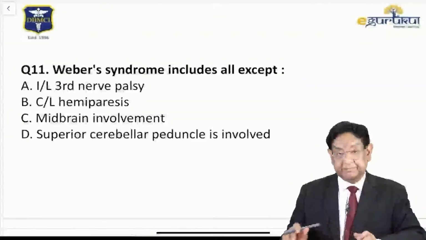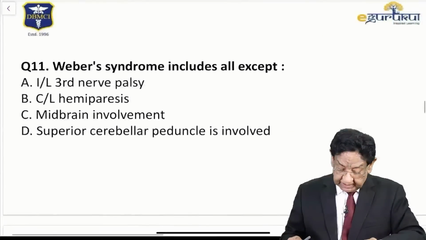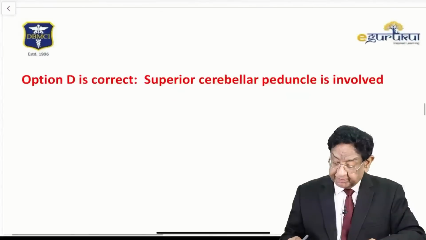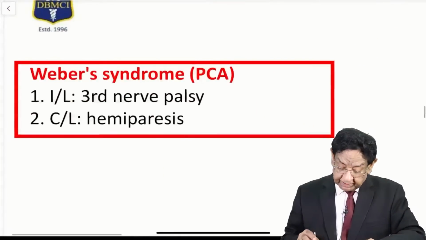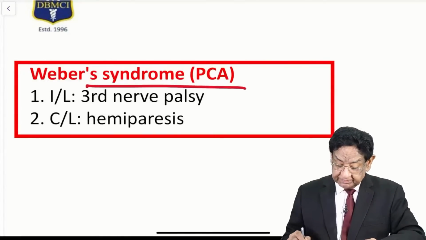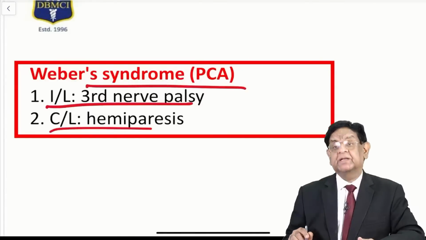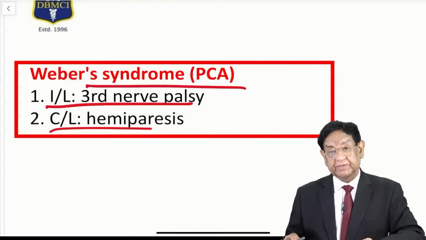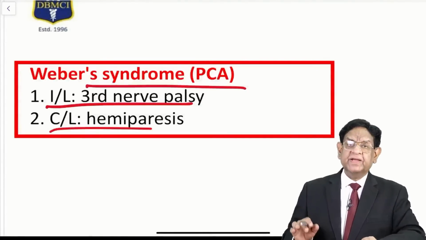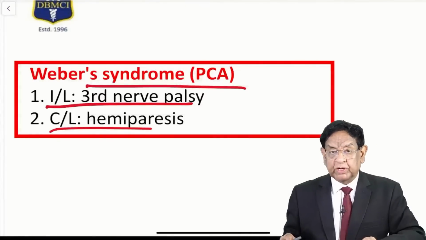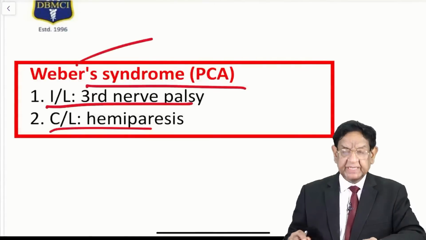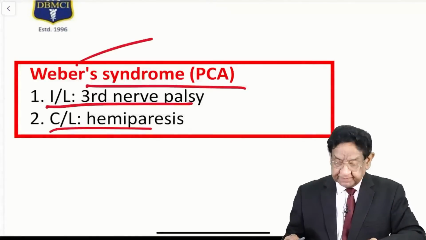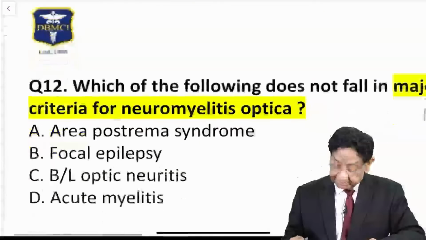Oh, thank God. Weber syndrome includes all except: again, a very important question. The answer is that the superior cerebral peduncle is not involved; that is the wrong option. Weber syndrome, as I mentioned in the previous slide, is PCA involvement with ipsilateral third nerve palsy and contralateral hemiplegia. Again, a very commonly asked question. In fact, it's a very important long case for those going for MD medicine, and this is one of the most favorite neurology long cases to be kept in the practical exam.